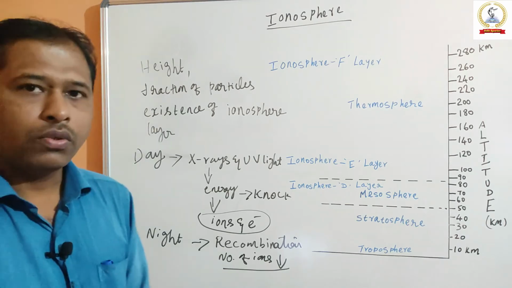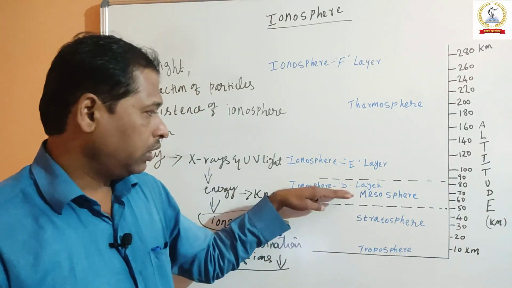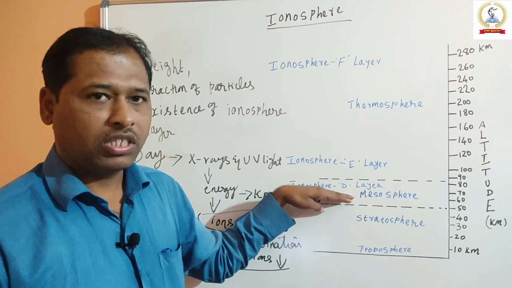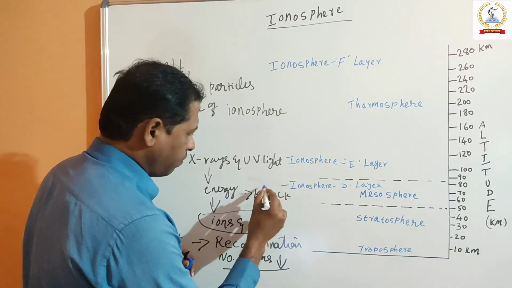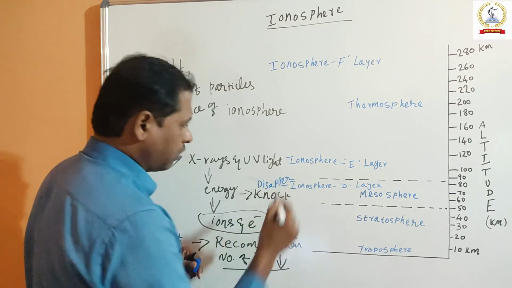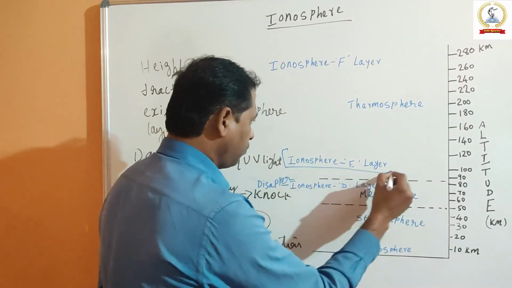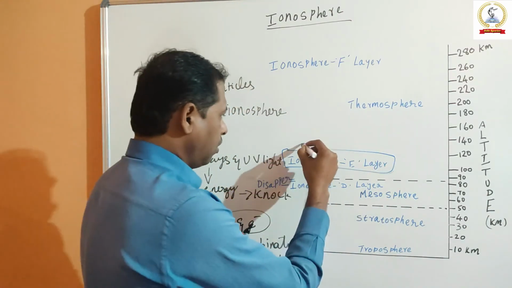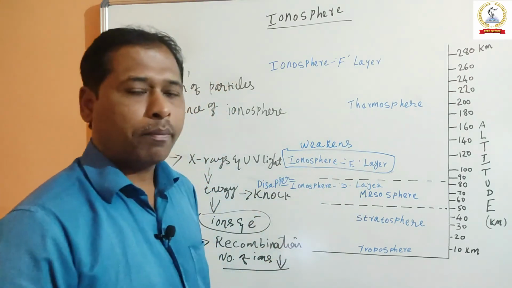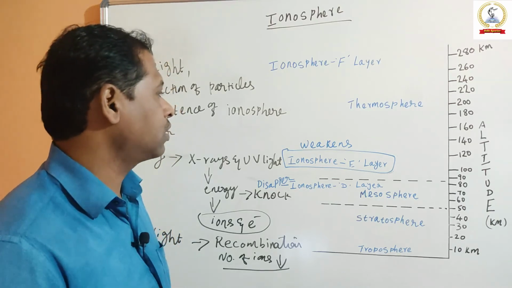You see, over the course of most night hours, the ionosphere D region completely disappears. And the E layer weakens as the number of ions decreases drastically in the night hours.